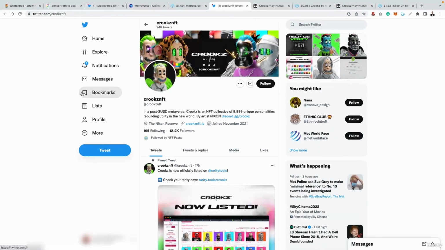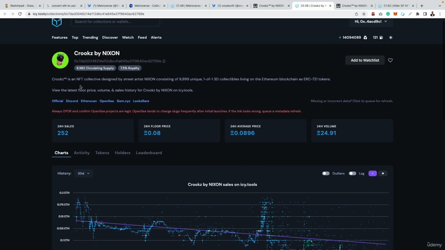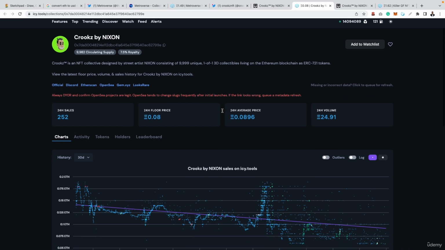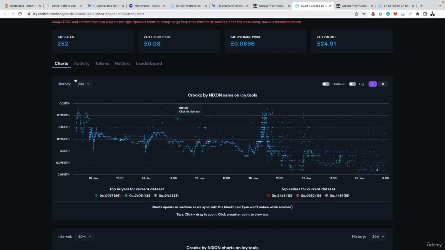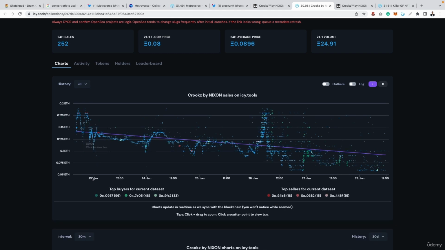So let's go ahead and look at the chart for crooks now, which I've got open here. Oh, it's come off that. Sorry about that. Get rid of that drop down menu. So here we have the collection for crooks by Nikon. If I go to the last 7 days, it might be a little bit easier to see. As you can see, the first day on the chart is the 23rd. Remember, minting for this collection was on the 22nd.